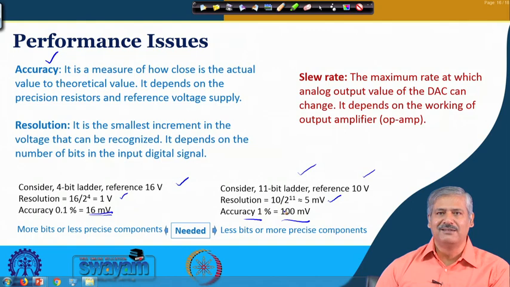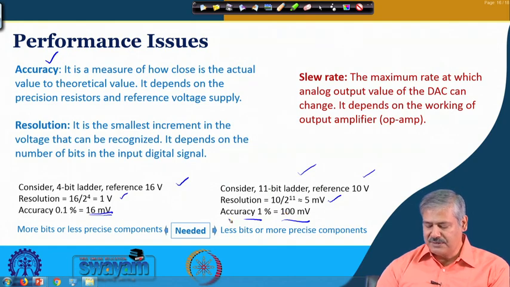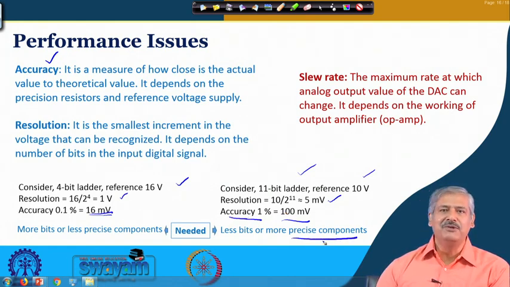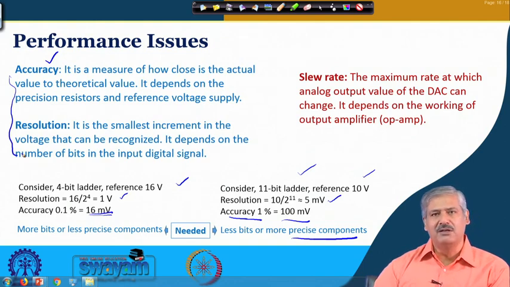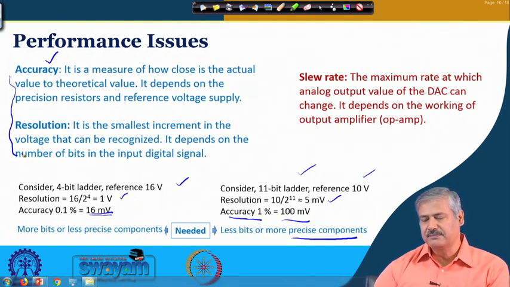Then what is the point of going for such a high resolution? So either you improve your accuracy by using more precise components, or you reduce the number of bits because it is not required. From that point of view, it is overkill. So these are certain things that need to be considered together, and accordingly the DAC design is to be done.